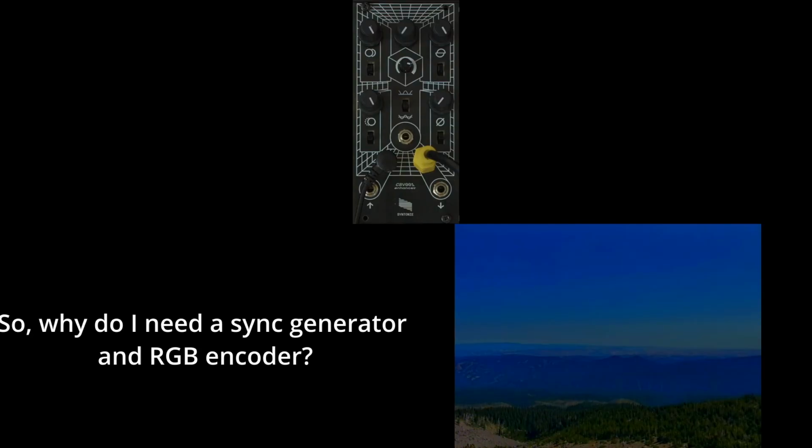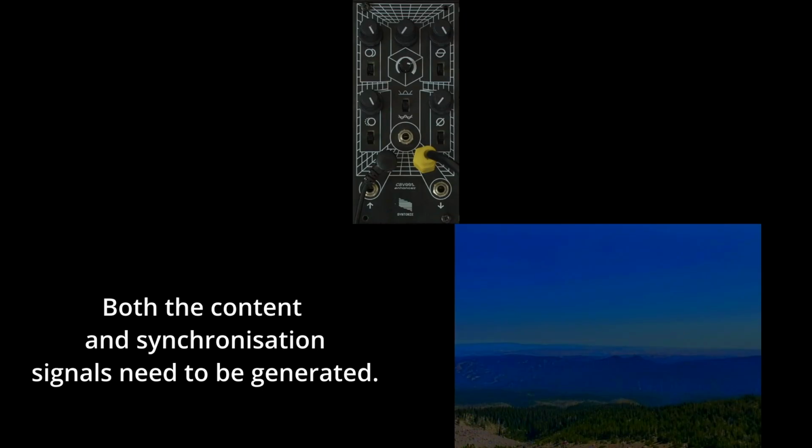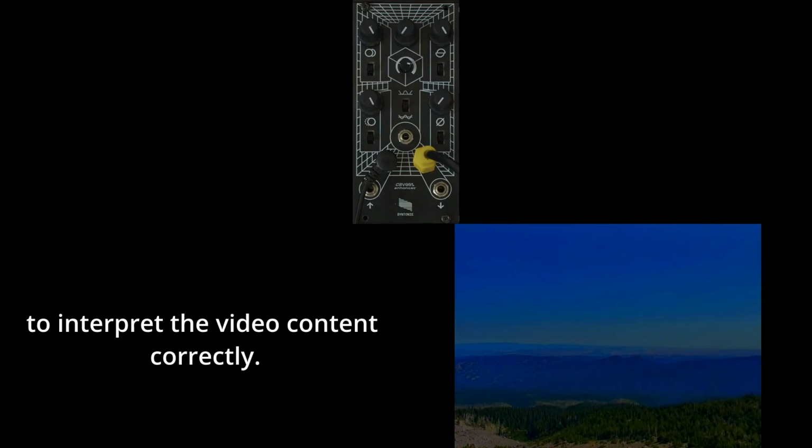So, why do I need a sync generator and RGB encoder? The sync generator and RGB encoder are at the heart of an analog video synthesis system. To synthesize or generate visuals in the analog world, both the content and synchronization signals need to be generated. The sync signal is the skeleton of the analog video signal. You won't see it. However, it is required for the receiving device to interpret the video content correctly.